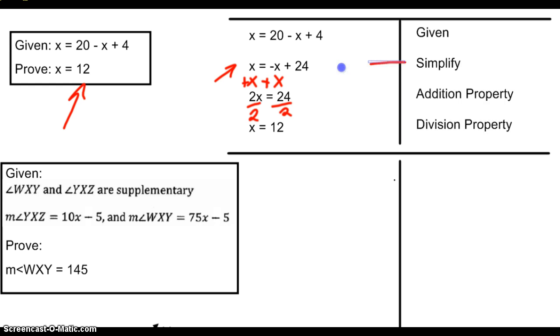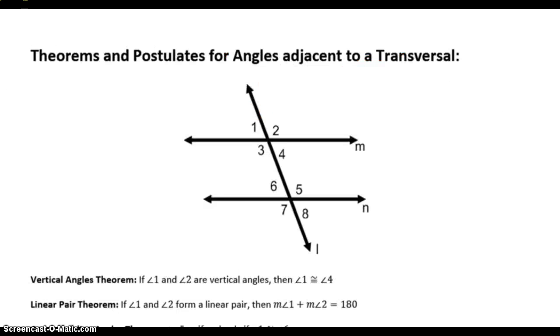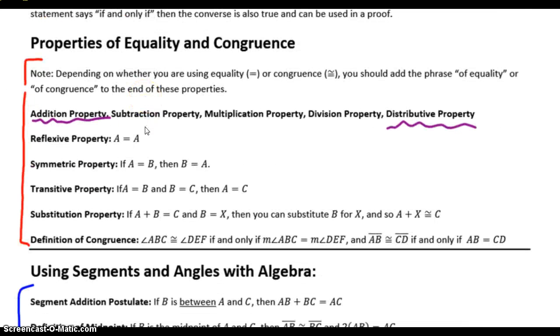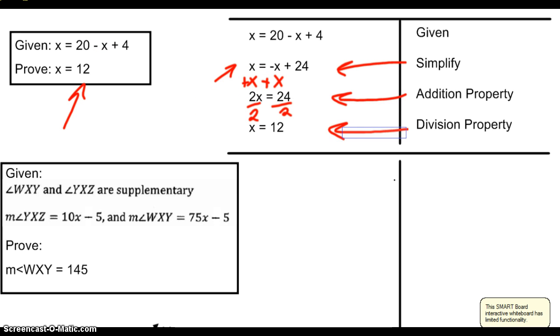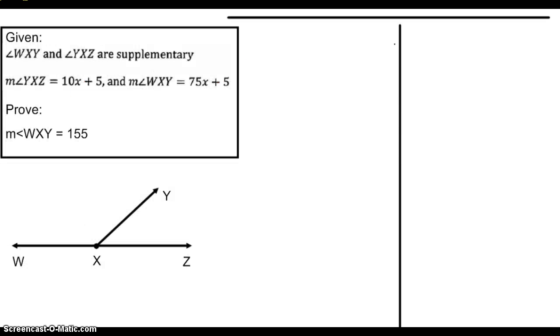Well, combining like terms, if you notice, there's no combining like terms on our theorem sheet. And so whenever we combine like terms, we're just going to call that simplifying. And then we added x to both sides, so I used the addition property to get to there. And lastly, I divided by 2, so that's the division property to get to there. That ends this proof.